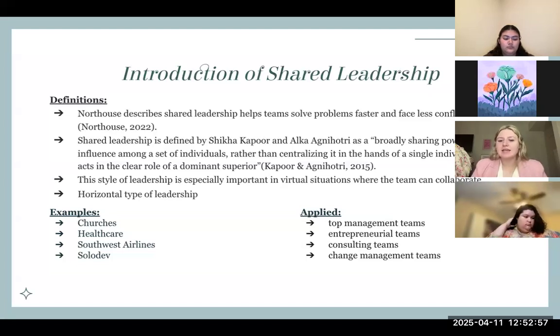I've had this in my experience with 4-H and FFA. I found that working on an officer team, or even being president, I am allowed to collaborate with my other officers instead of just being a one-man band where I'm having to do it all by myself. This is also applied in top management teams, entrepreneurial teams, consulting teams, and management teams. And now Bethany will talk about the theorists.